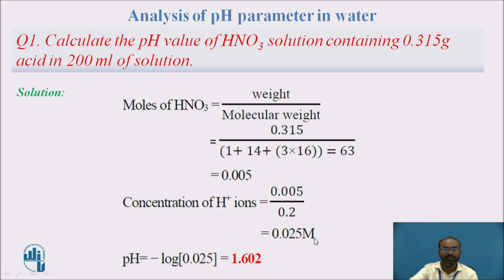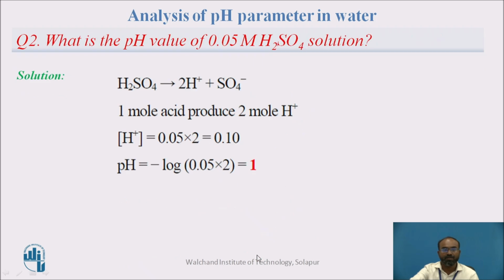Now put this value into the basic formula of pH, which is pH equals minus log of H plus ion concentration, which is 0.025 molarity, and this comes to about 1.602. So this is the pH of the HNO3, which is the answer to our question. As it was very simple, let us have some tricky questions.